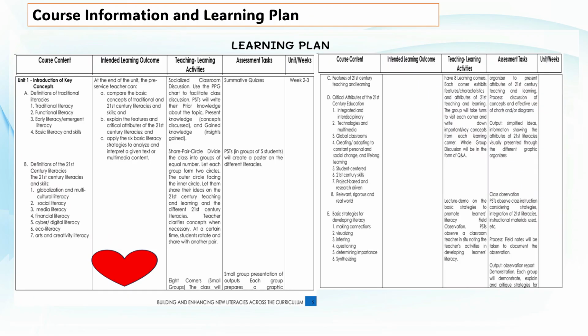You will form 2 circles, facing each other, and share your ideas on 21st century teaching and learning. After rotating partners, you will continue sharing with new peers. Output. Group posters highlighting the different 21st century literacies. Assessment and evaluation. Your participation in the share pair circle and the accuracy of your posters will be assessed through peer feedback and teacher evaluation.